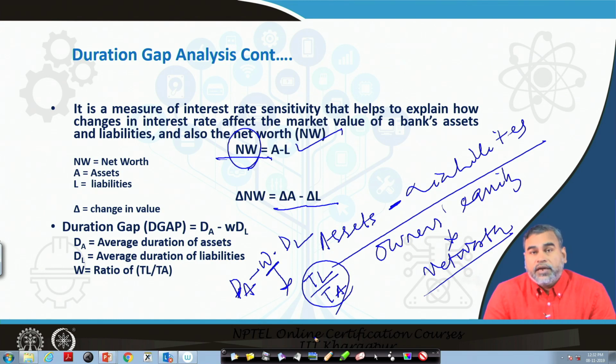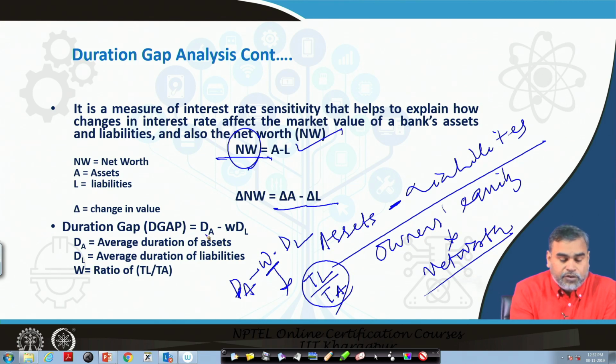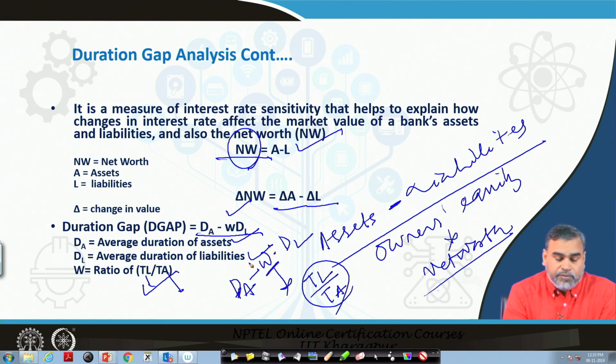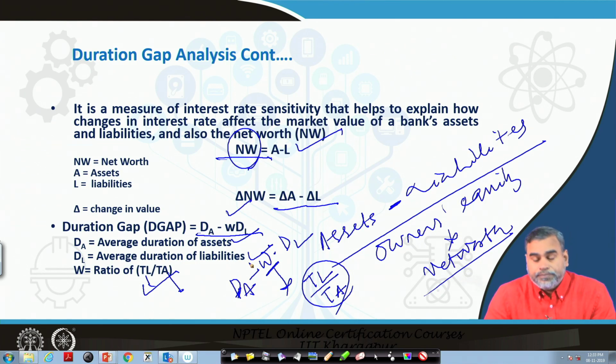that basically is the difference between the total liabilities and total assets of the commercial bank. So if you know your DA, your duration gap is equal to DA minus W times DL, and your W, as I already said, is TL by TA. TL represents the total liabilities, TA represents the total assets, DA is equal to the average duration of the assets, and DL is equal to the average duration of the liabilities. Once we get the duration of total assets and the duration of total liabilities, then we can find out the dollar gap, because we have the total assets and total liabilities data.